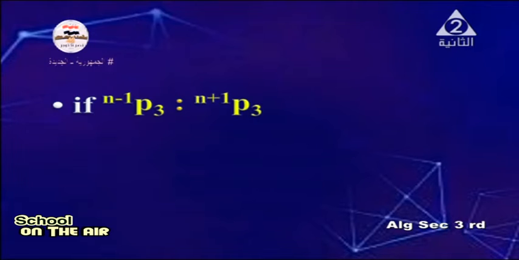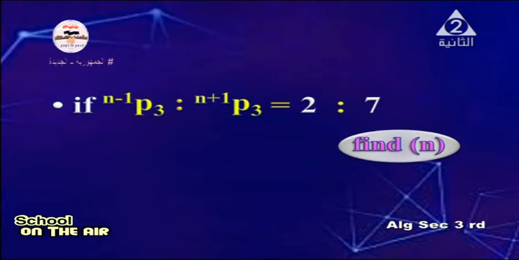If the ratio of n minus 1 P3 over n plus 1 P3 equals 2 over 7, what is the value of n? In this example, the ratio between the two terms n minus 1 P3 over n plus 1 P3 equals the ratio 2 over 7. What is the value of n?